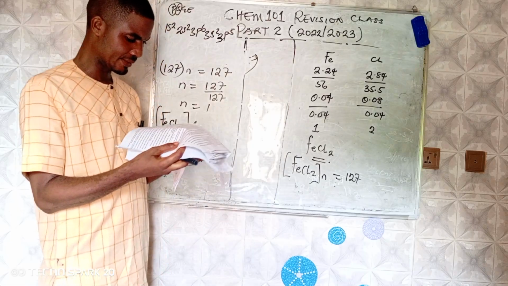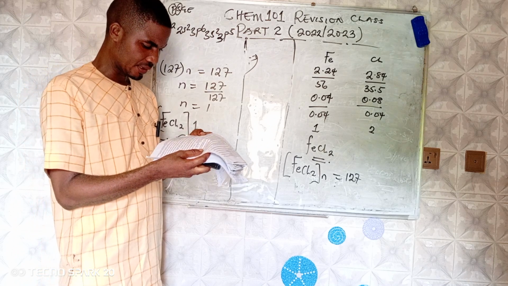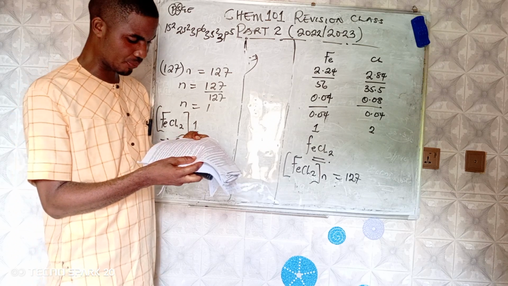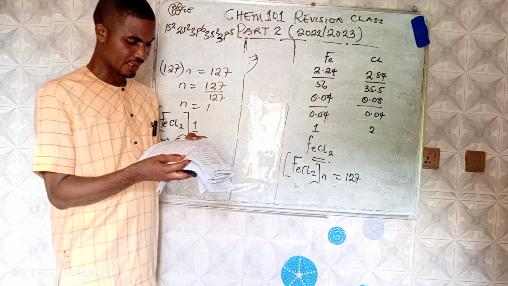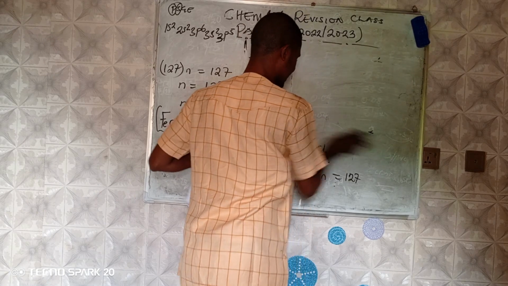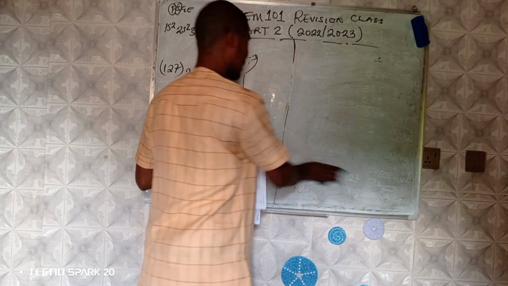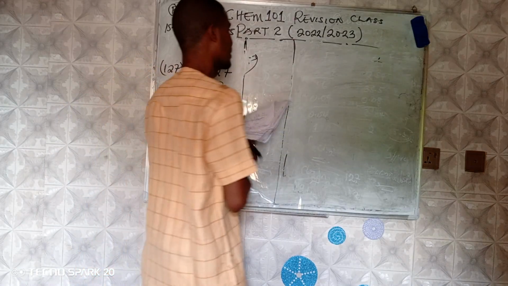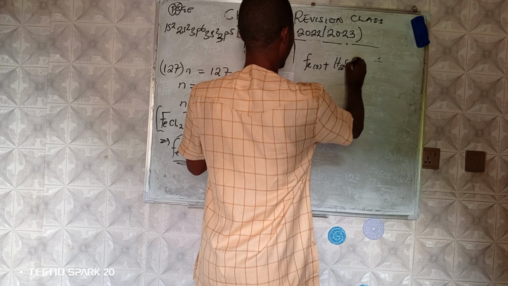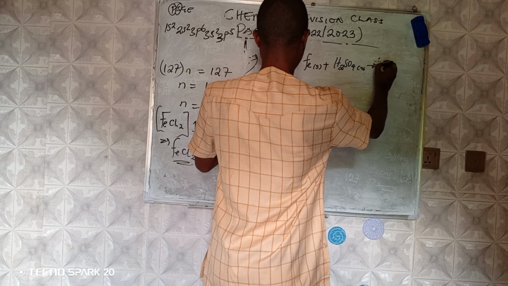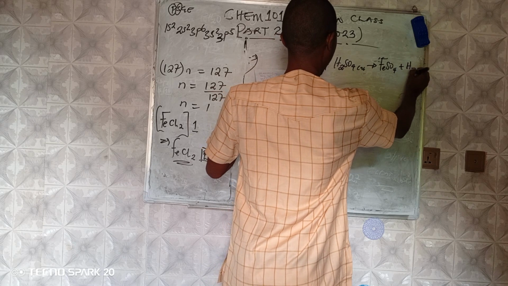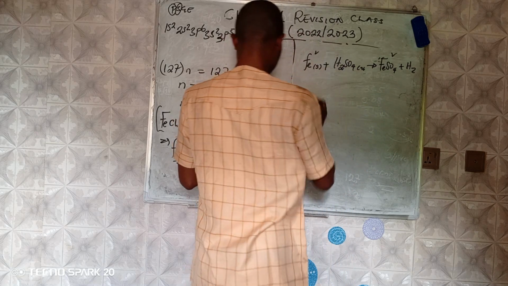55. Iron reacts with H2SO4 according to this equation. Calculate the mass of iron that will be produced by 0.5 mole of iron. So I think that is a regular question we have been solving both in part 1 and part 2 in the place of stoichiometry. Look at the Fe plus H2SO4 produced FeSO4 and hydrogen. We are interested in this and we are interested in this.